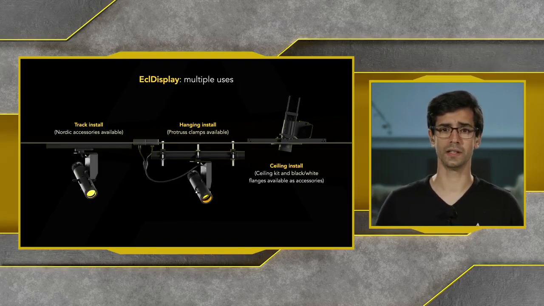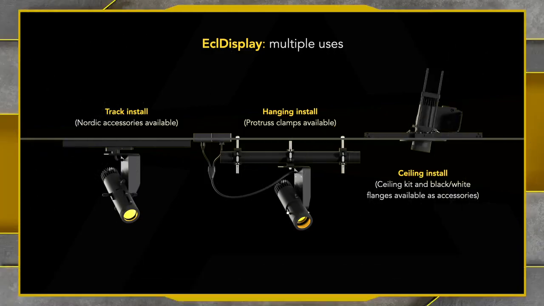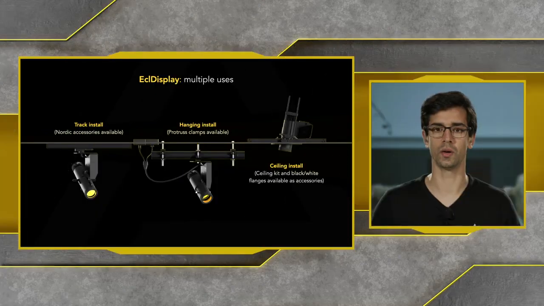So looking at the multiple uses of this fixture, as we said in the beginning, this is not just a track install unit, but we can use it in 3 different ways. Starting with the track installation, whether you're retrofitting or upgrading your infrastructure and replacing older track units with the ECL display units, we have a lot of accessories available from Nordic. Whether it's the U-tracks or the track adapter, we have a lot that we can provide to you with these fixtures.